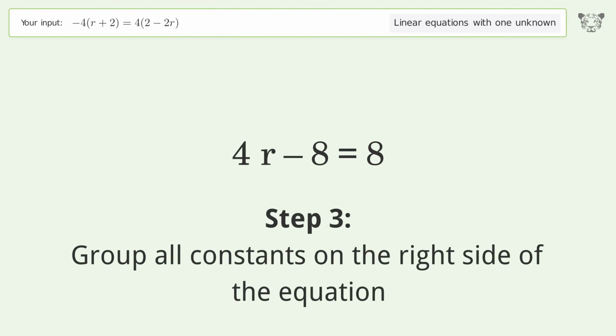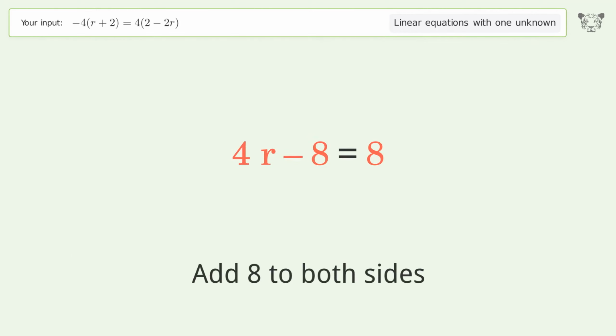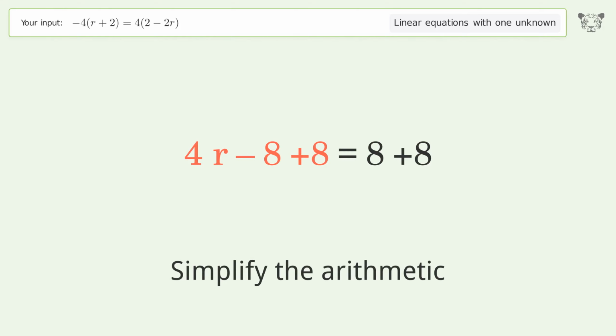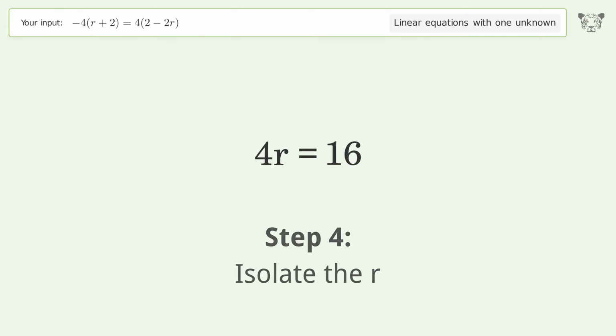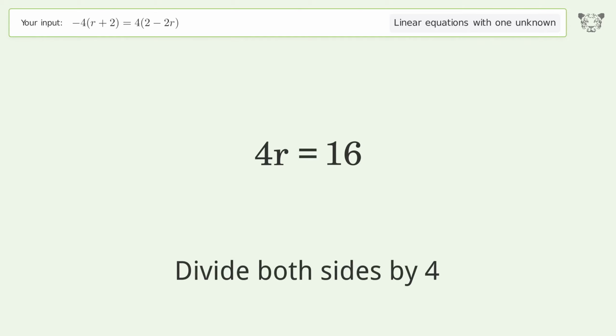Group all constants on the right side of the equation. Add 8 to both sides. Simplify the arithmetic. Isolate the r. Divide both sides by 4.